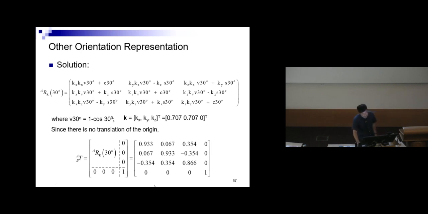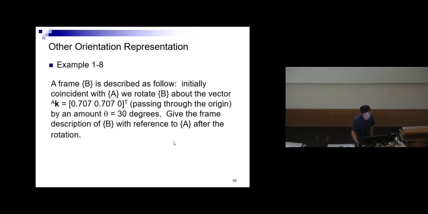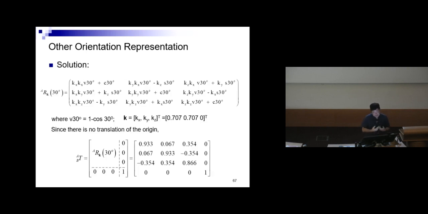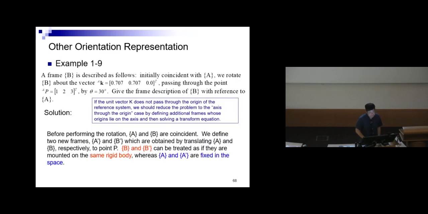So you rotate about AK by 30 degrees, substitute the values, and you will end up with this set of numbers. This will give you the ABT, meaning the transformation of B with respect to A, which is what is given over here. The description of B with reference to A. Okay? So you put in the values and you will get the answer.